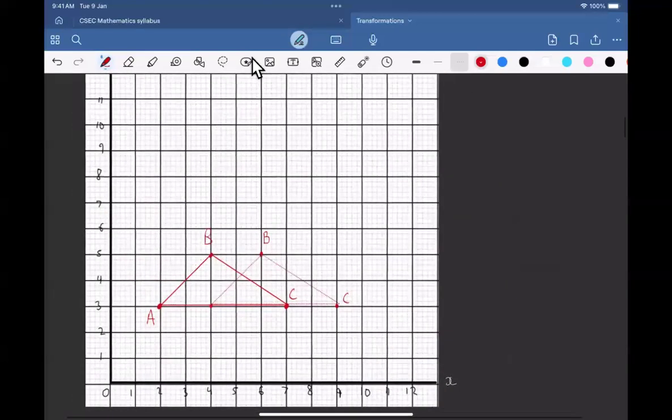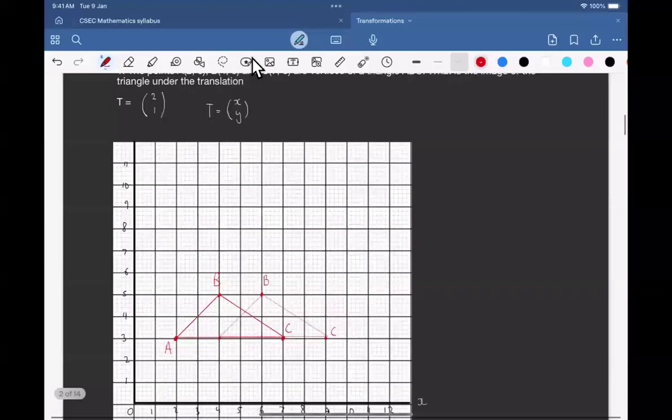Is anybody confused by this so far? I take the shape and I move it 2 spaces to the right. Is anybody confused? Let me know, guys. No.